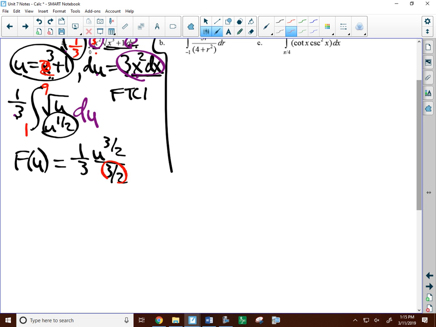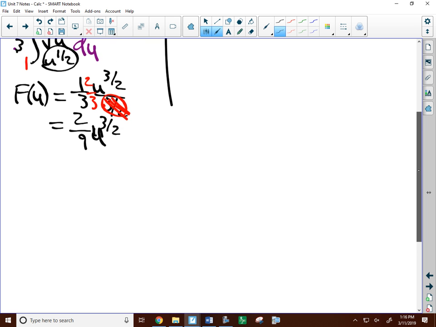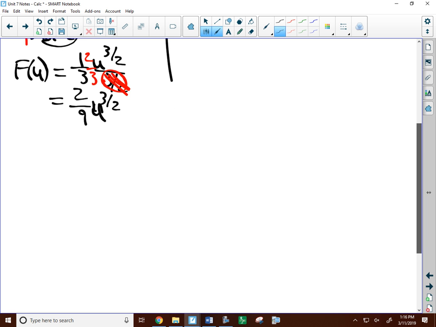I'm going to go ahead and change dividing by a fraction, same as multiplying by the reciprocal, 2/3. And so a better antiderivative will be 1 times 2, 2, 3 times 3, 9. 2/9 u to the 3/2. That's a u. Okay, last step, F of b minus F of a. So this will be F of 9 minus F of 1.